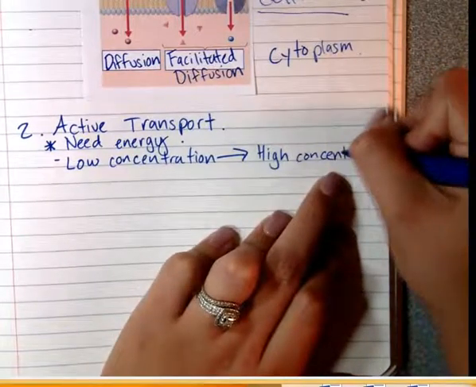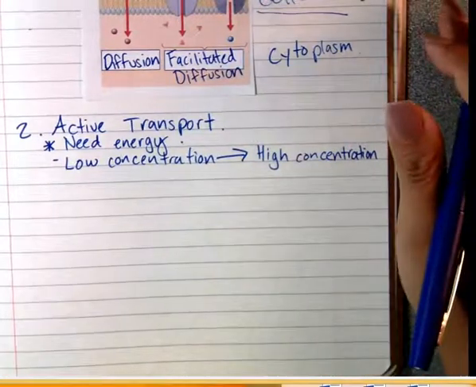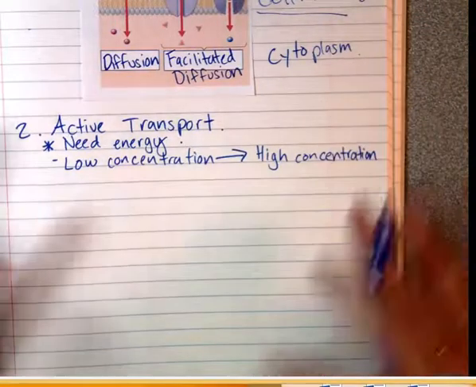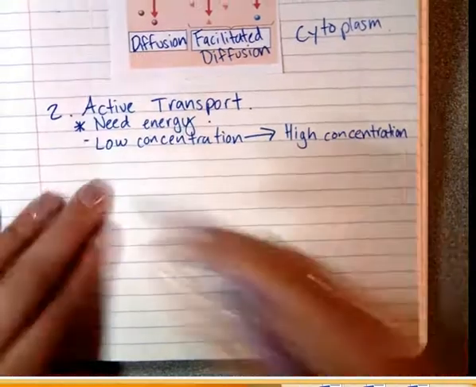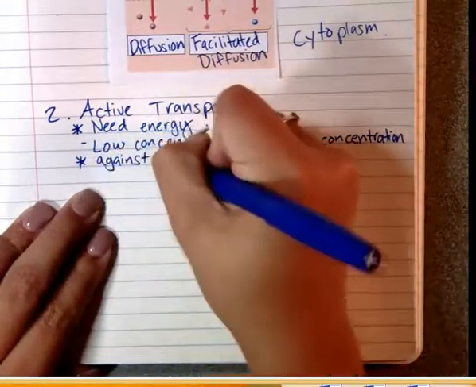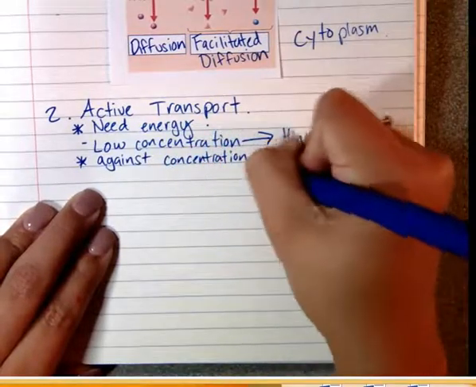Kind of like if you're swimming with the current, you can just float by, but if you are trying to swim against the current, you have to put in that extra oomph, that energy, to move in the opposite direction. So you would say that this goes against the concentration gradient.